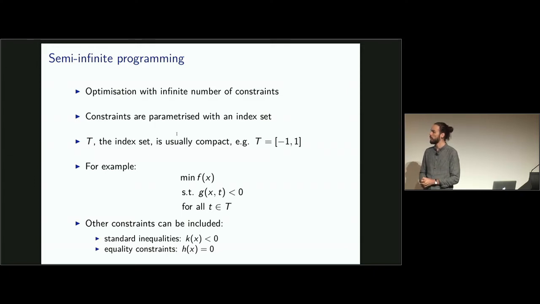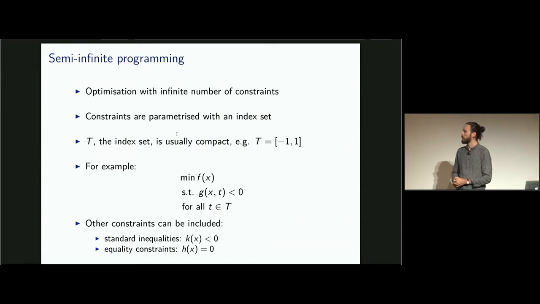Essentially, that could be x times t is less than zero, and that has to be true for all t, and just for the one x that I'm trying to find the optimum solution to. And you can include other constraints too, so standard inequality and equality constraints.